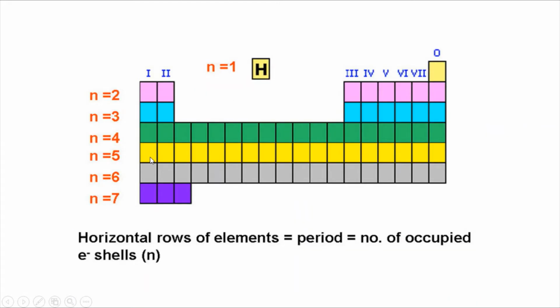Here you can see that there are 7 periods in the periodic table, right?